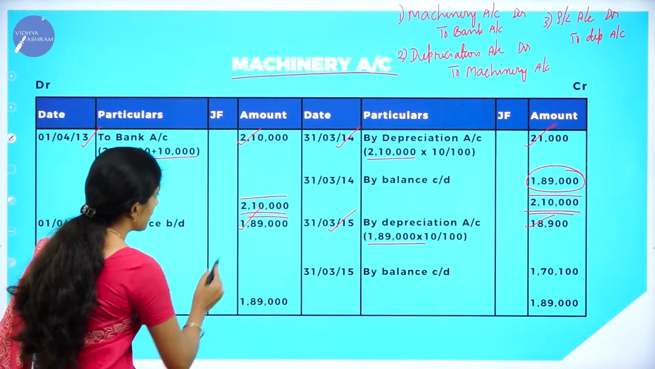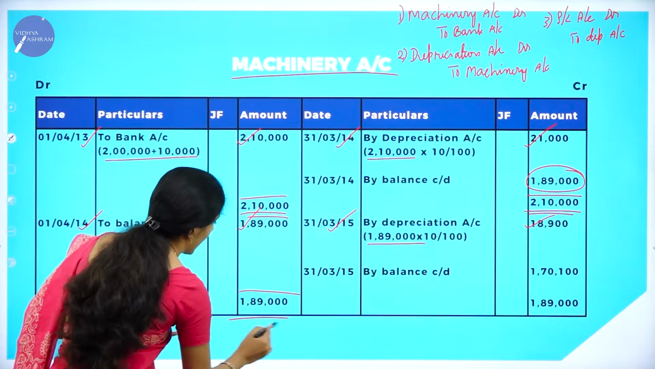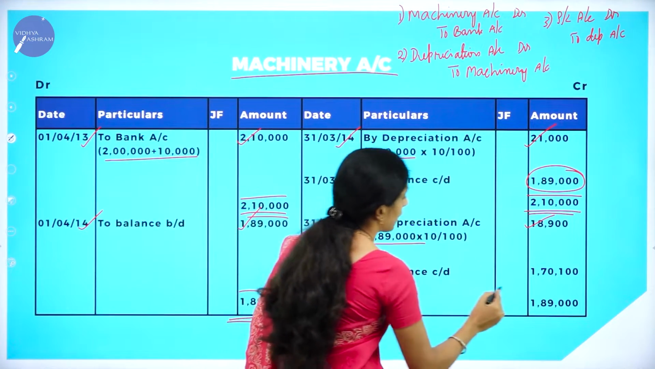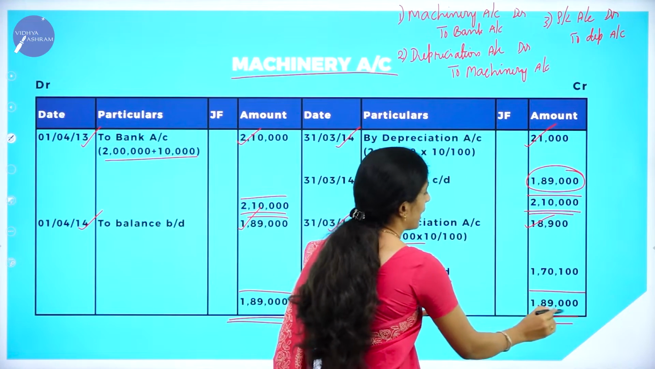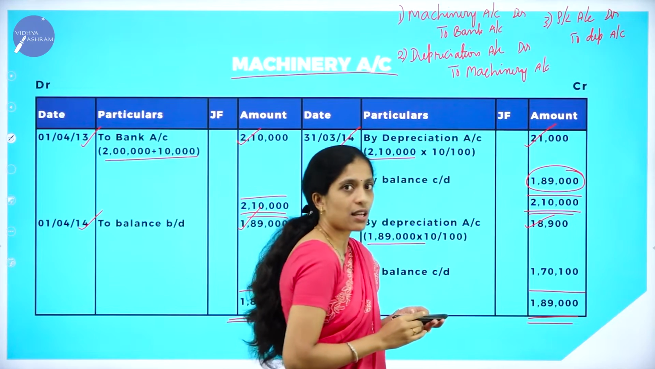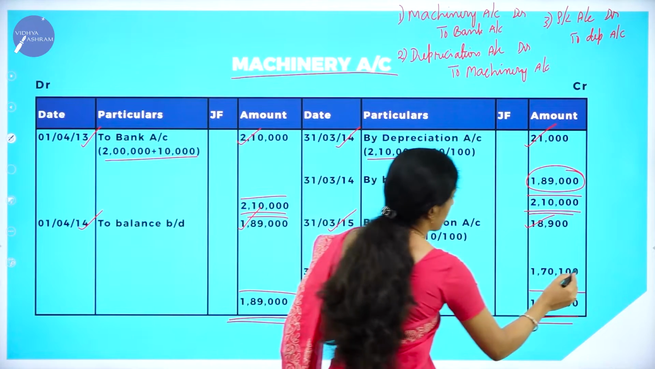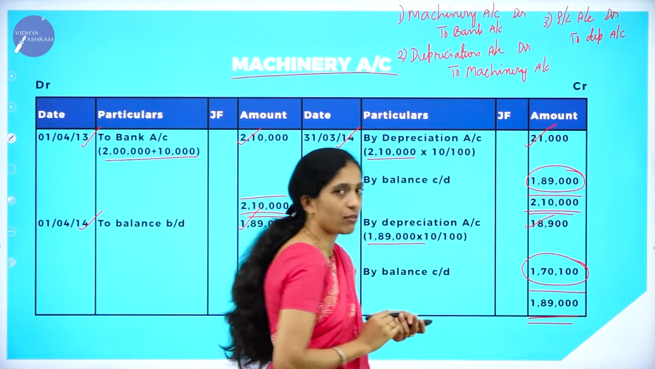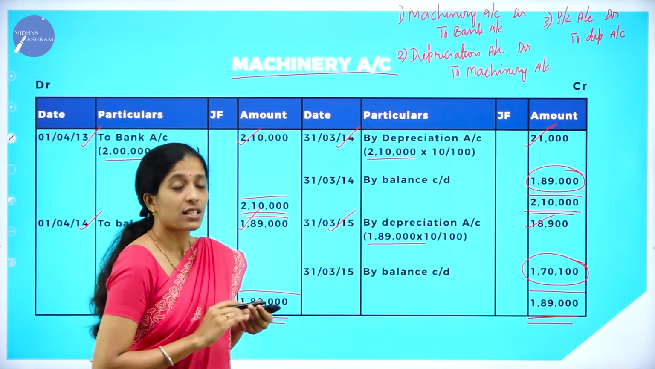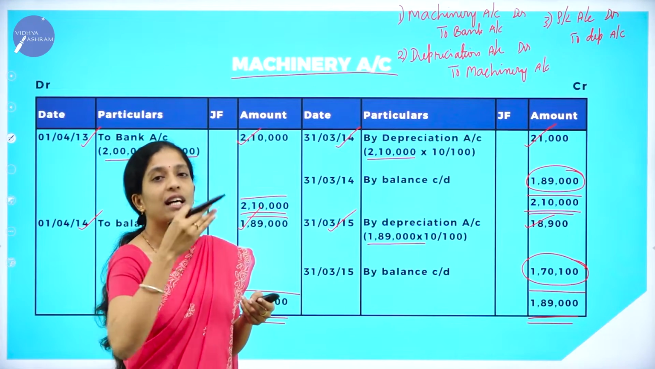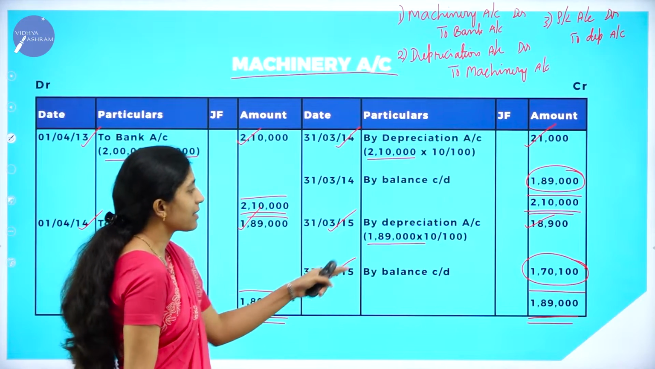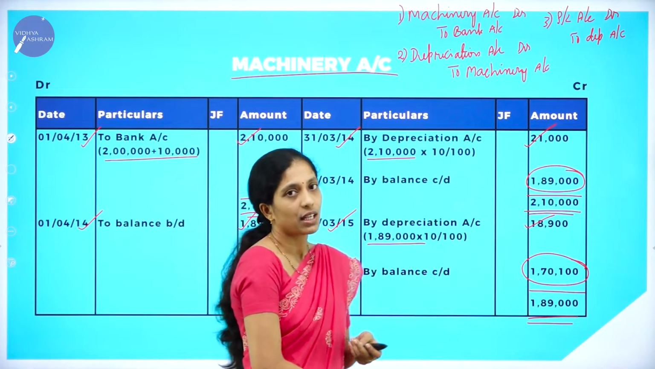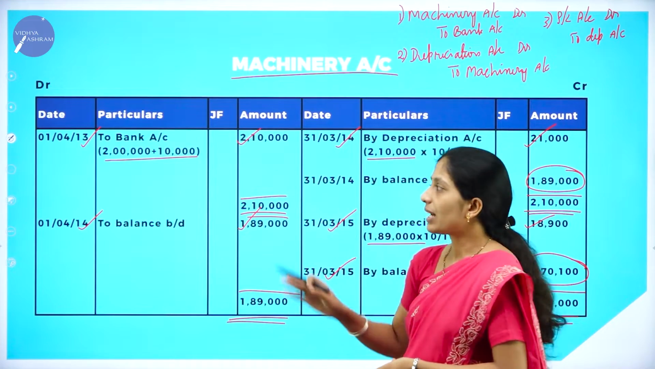Now we have to balance both the sides. In the debit side, it is 1 lakh 89,000, whereas in the credit side, we have only 18,900. So 1 lakh 89,000 minus 18,900 will get a balancing figure of 1 lakh 70,100. What is this? Balance carried down for the next year. 31st-3/2015, by balance carried down 1 lakh 70,100. Now we are done with 2 years.